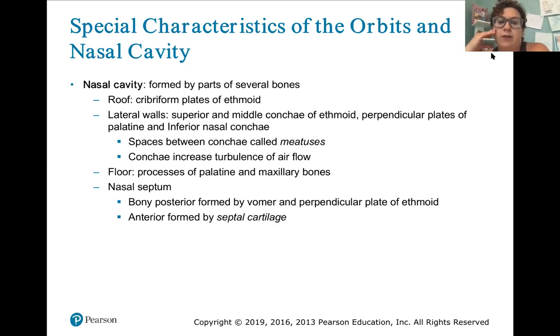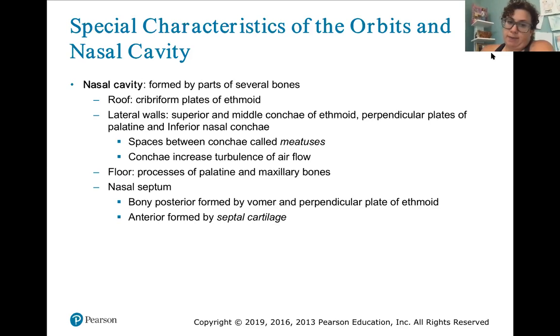Then just a key note that there's spaces in between these concha. I call them warming bones, but I guess they also increase the turbulence of airflow. So it makes more whirling inside to get more access and more flow. But in between the concha is called a meatus. The floor of the nasal cavity is the palatine and maxillary bones, which remember is the hard palate.